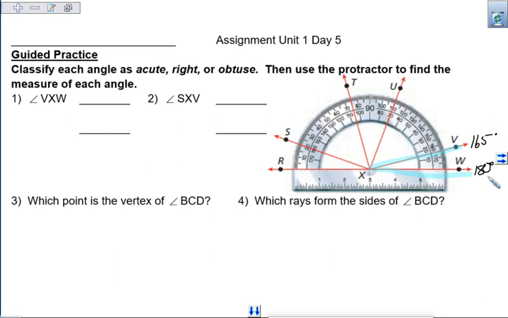So then we take those, and what are we going to do with them? Yeah, we're going to subtract them. And we get 15 degrees. And what kind of angle is that? It's acute.